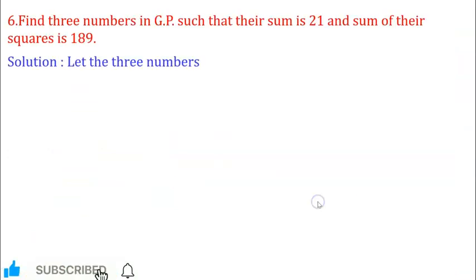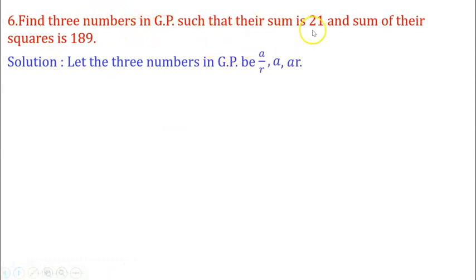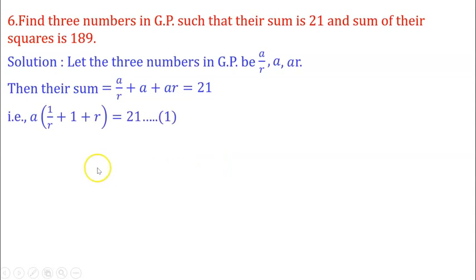Now next, find three numbers in GP such that their sum is 21 and sum of their squares is 189. Let the three numbers in GP be a/r, a, ar. Then their sum a/r plus a plus ar is equal to 21. That is, take a as common. Then in bracket you will get 1/r plus 1 plus r, bracket complete, is equal to 21.